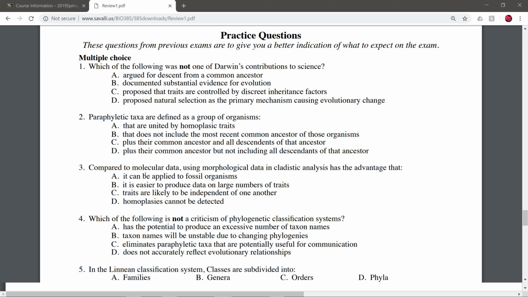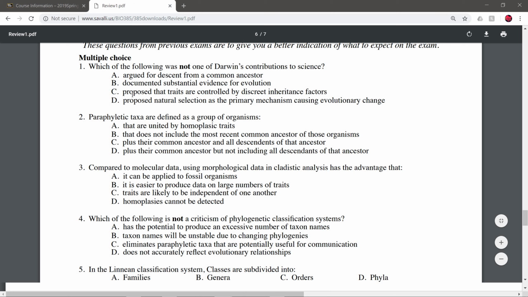Traits are likely to be independent of one another. Again, that's one I think we didn't really talk about this time because we didn't get into the statistics too much. But with morphological data, you have a much greater chance of non-independence. Different parts are connected to one another, so a change in one part will automatically mean a change in another. You have things like serial homology, so the same gene produces the same changes in different appendages. So there's less independence, even if you might score them as separate structures, they're not really independent. And then homoplasies cannot be detected. We can in morphological data, so that's not really true.